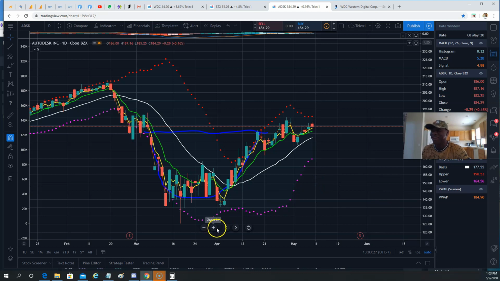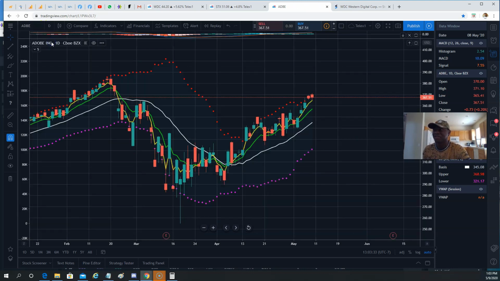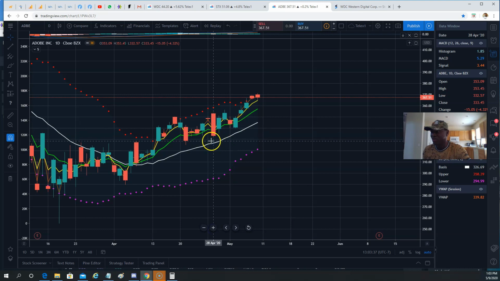So this is Autodesk. Why am I on Autodesk? I want Adobe. Adobe is more impressive. So this huge candle here, it's a reverse 3-in-1. It came in on April 28th, and that trade pretty much set up this sequence of events.